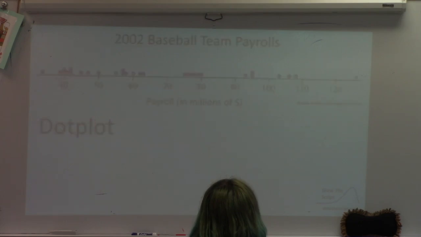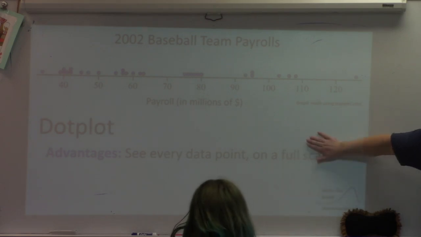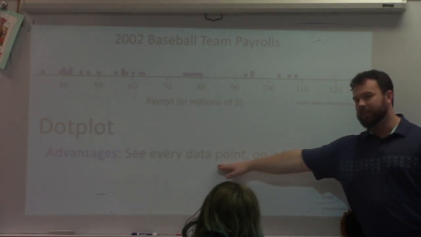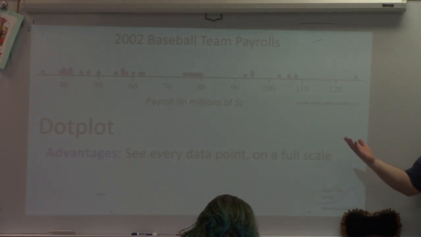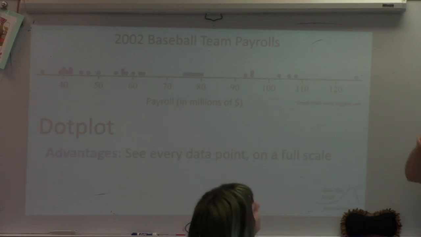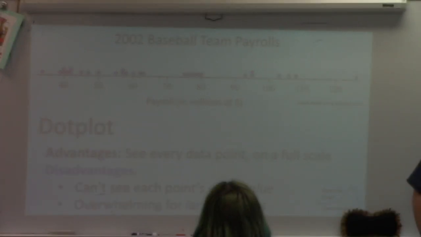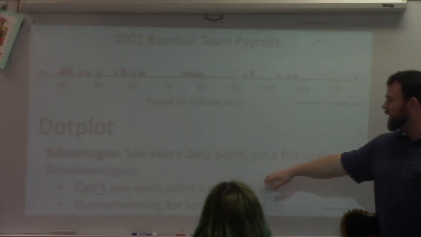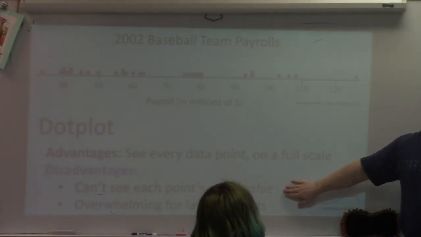So we have the Oakland A's only spent $40 million. Here's another thing, really quickly, that I always pay attention to. Dot plot, what's the advantage? We can see every data point. What is another reason that a dot plot is a good graph? It's really easy. You just put dots on there, right? We've used dot plots already this year. Dot plots, you can see every data point. They're really easy, but it is harder to see each point's exact value.